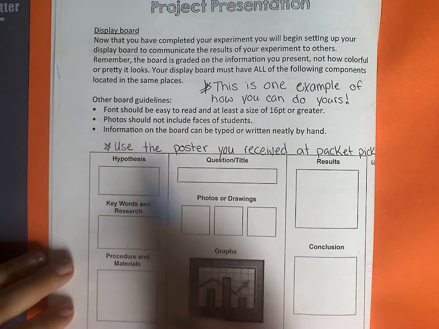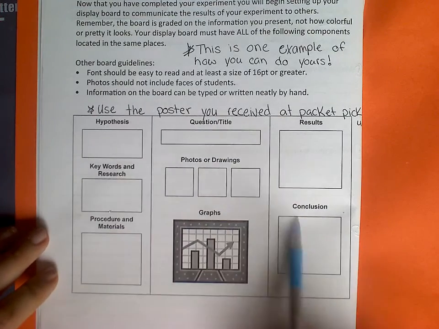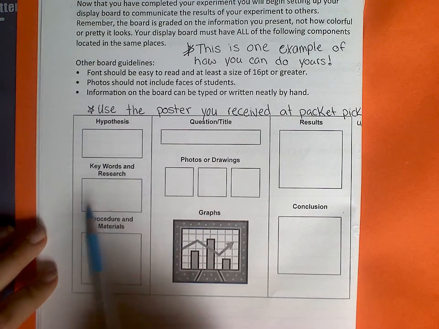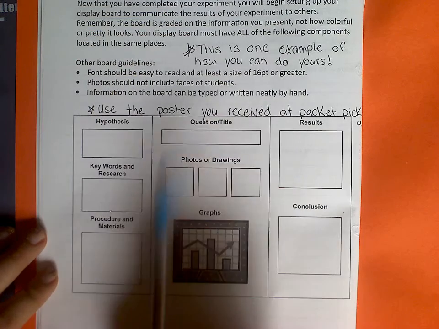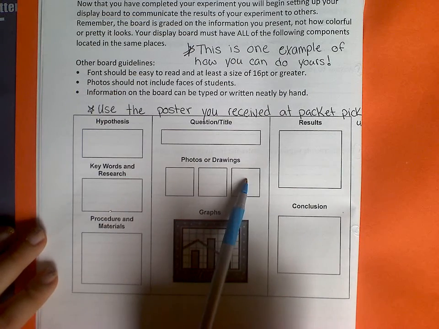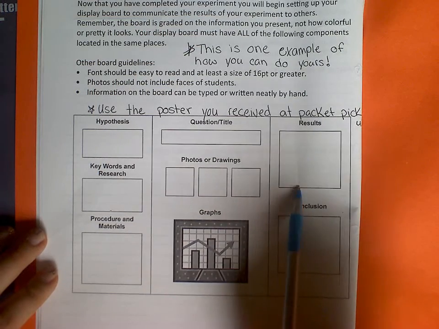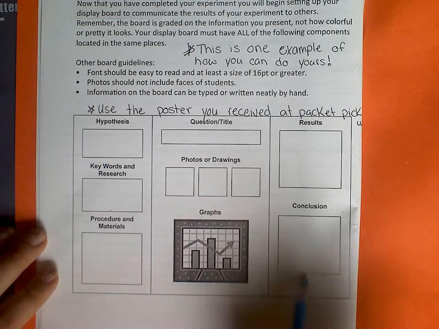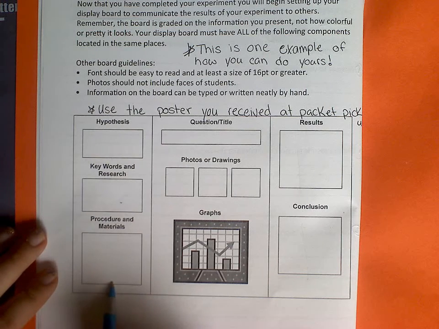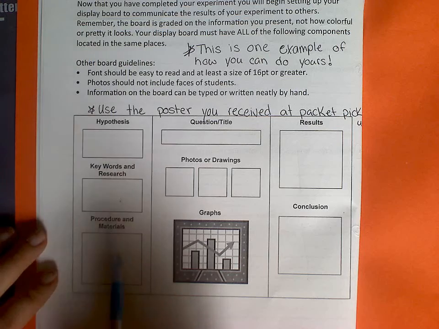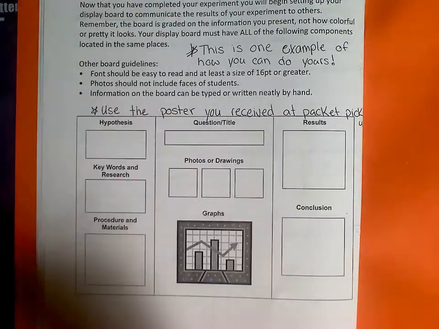So it says, use the poster you received at packet pickup. And it has it divided kind of into 3 sections. We have in the center, your title or your question. Some photos of you doing your project or drawings of your project. We have the graph. Your results, this is written. Conclusion, written. Hypothesis, your keywords and your research, your procedures and your material list. Okay? All of these things you wrote in here. So you'll use this like your rough draft, and you'll write the final copy.